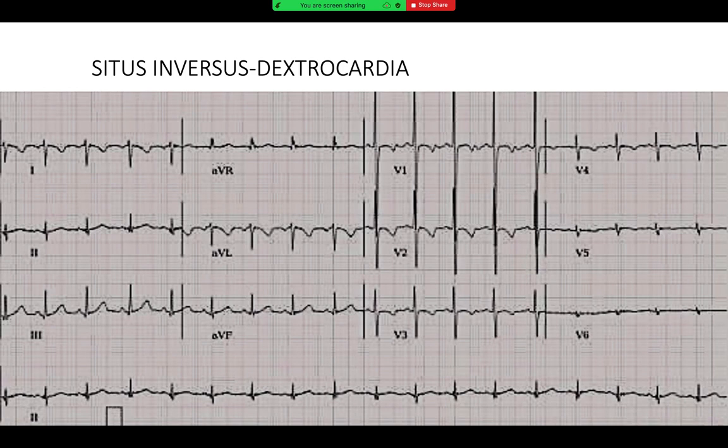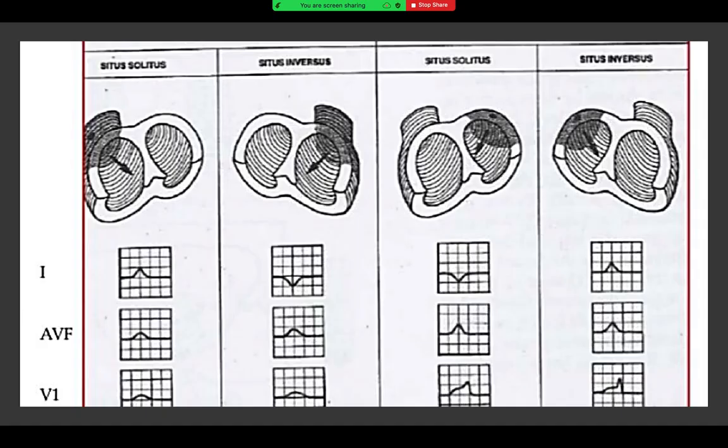I'll try to give you an overall summary as well, because it can be quite confusing for all of us to keep in mind. Okay, situs solitus, inversus, in both the types. So if we keep a look at one, AVF and V1, it will make it really, really easy for us to differentiate between all of them, okay?